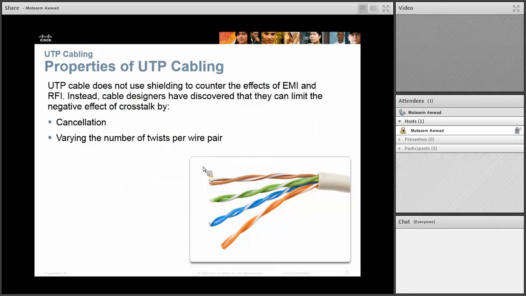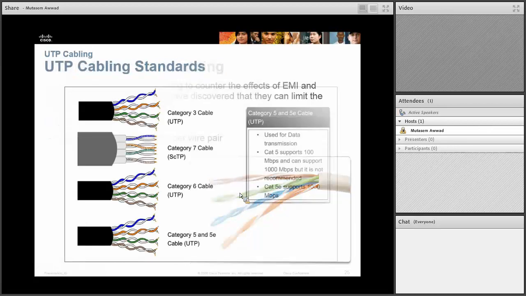All right. So again, we use the unshielded twisted pair cable mostly in the corporate environment because it is the least expensive. And we twist the wires to cancel out the electromagnetic interference, the EMI. Sometimes they call that noise, crosstalk.